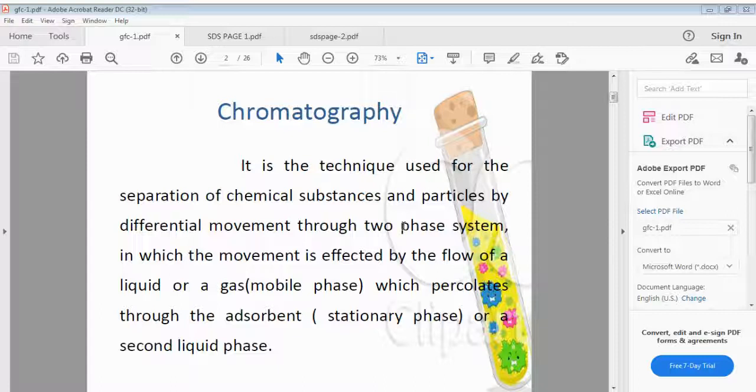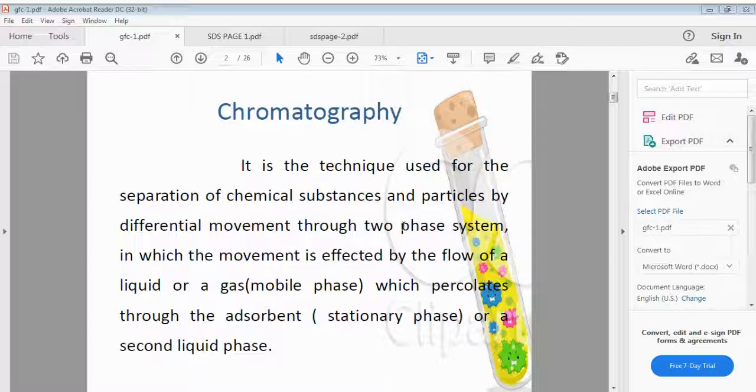So chromatography, as you can see in the slide, is a technique used for the separation of chemical substances and also biological compounds and particles. The substance or the sample to be separated is allowed to move through or along two different phases, that is the stationary phase and the mobile phase.